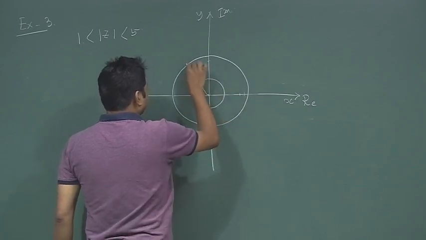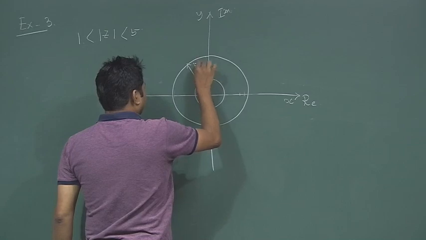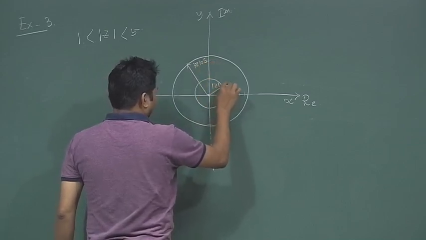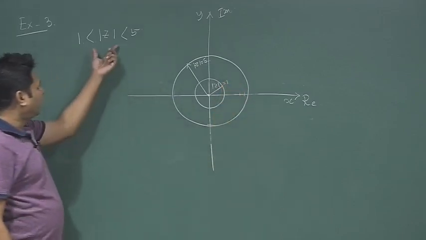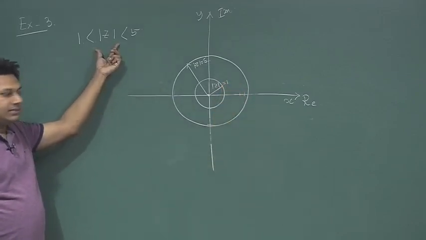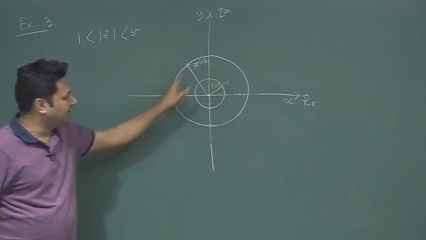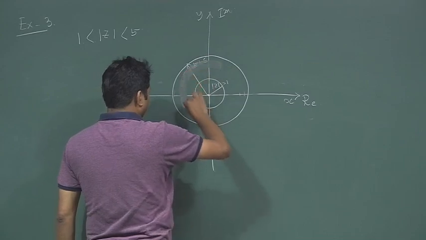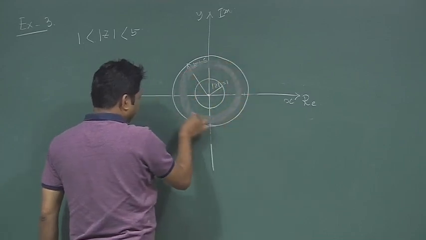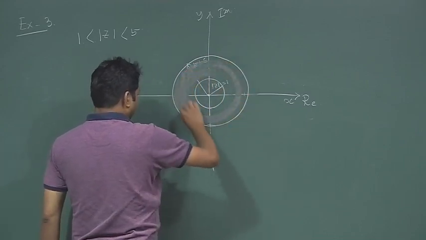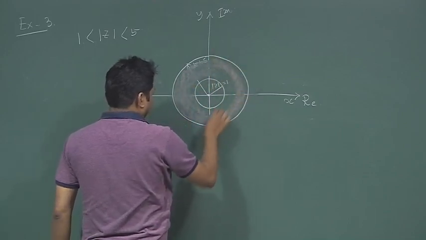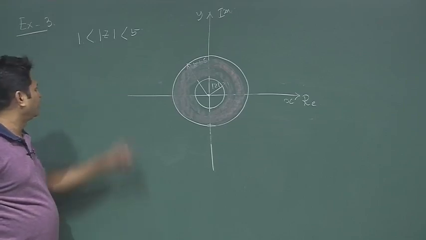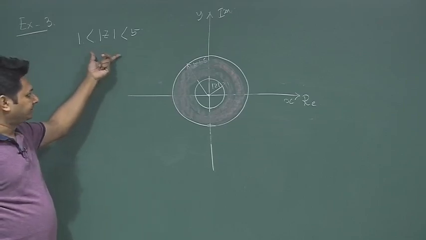So the bigger one is of radius 5, the lower one is of radius 1. I am talking about all the z's that are in this region, this annular region. So this is the region I am talking about. This is the annular region where all the points are placed with this condition. So this is my annular region, which is defined by this expression.